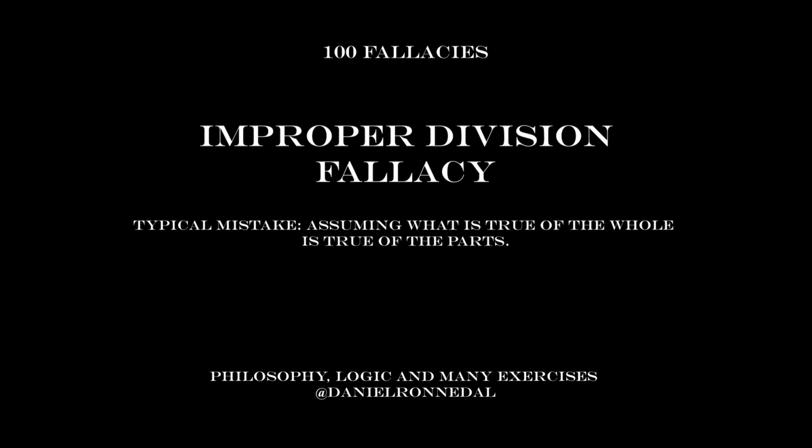Improper division fallacy. The improper division fallacy occurs when someone assumes that what is true of the whole is or must also be true of each individual part. Properties of wholes do not always apply to their components. Example: this university is wealthy. Therefore, every student at the university is wealthy. The wealth of the institution does not imply the wealth of each student.